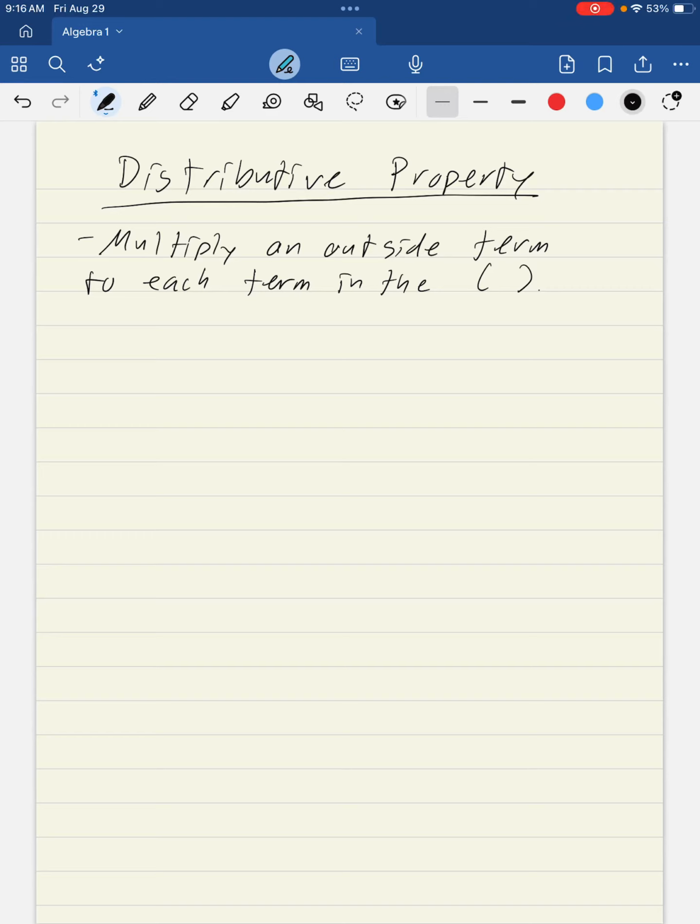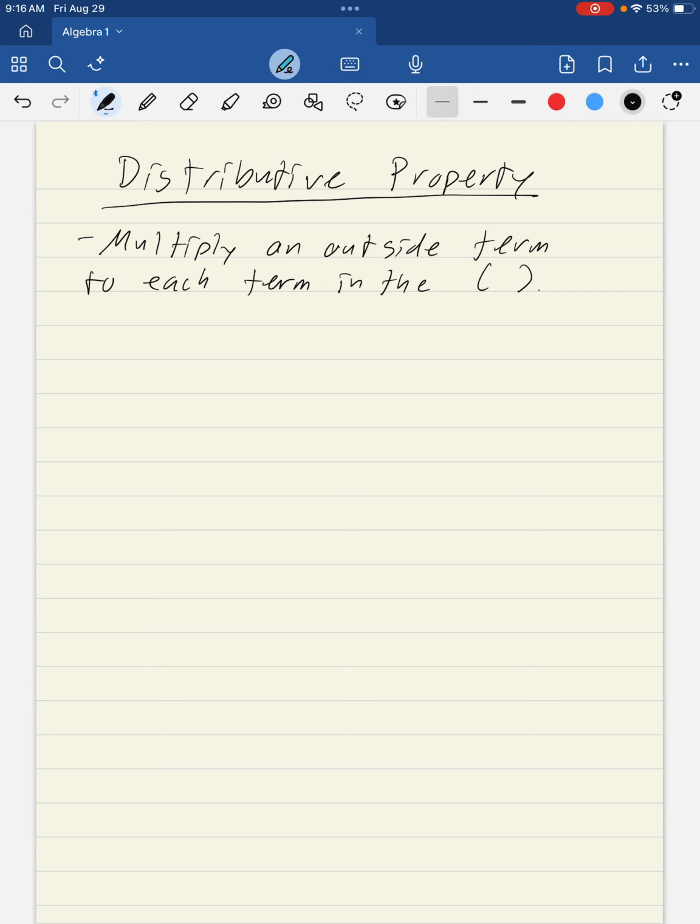Welcome back. So we finished up our two-step equations. Now we're doing a quick review on distributive property and combining like terms before jumping into multi-step equations in the next video. With distributive property, the main concept we have to understand is we are going to be multiplying an outside term through a parentheses to everything in there, okay?